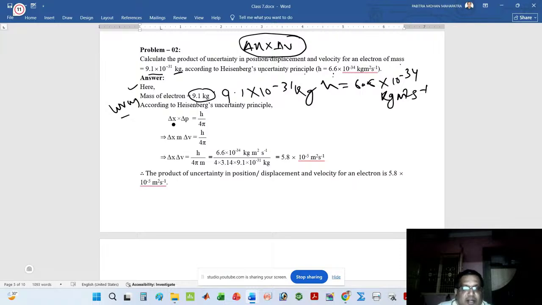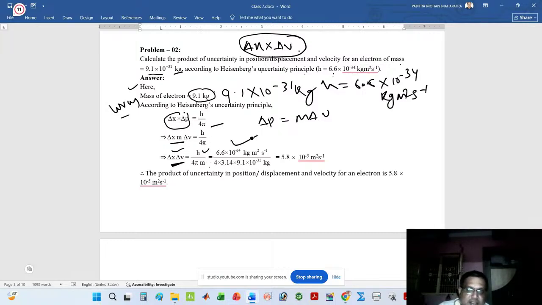Our target is to find out the del x into del p according to Heisenberg uncertainty principle. We know that del x into del p is equal to how much? H by 4 pi. Our target is to find out the del x into del v. So put the value of del p is equal to m into del v. So here I can write del x into m into del v is equal to h by 4 pi. Now find del x into del v. This is our target. Del x into del v is equal to how much? H by 4 pi m.